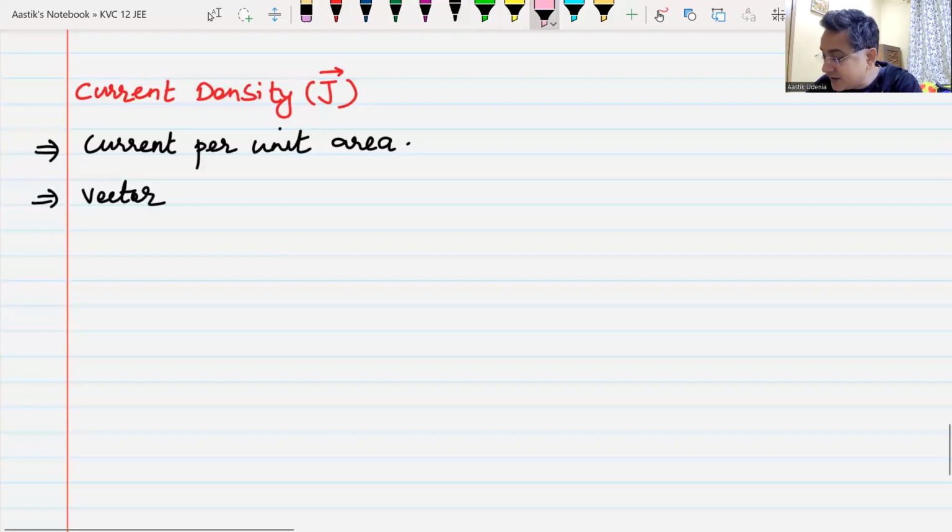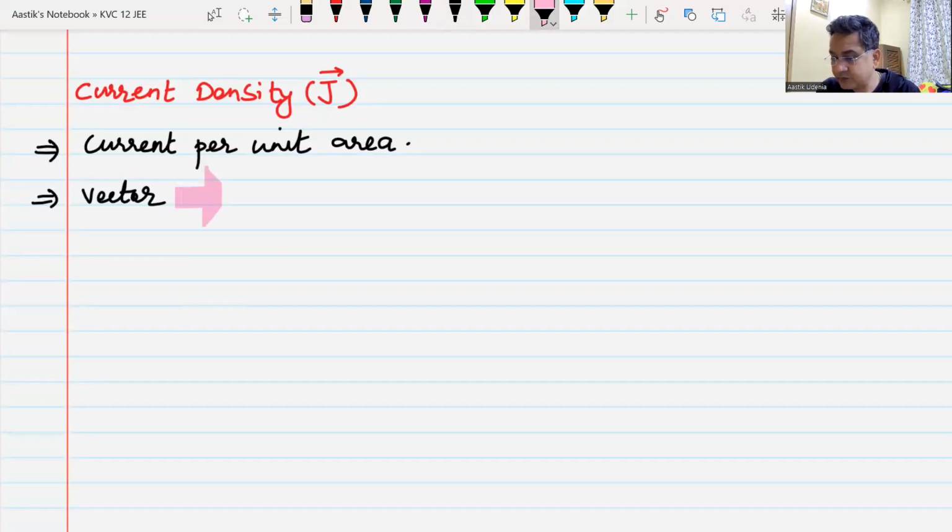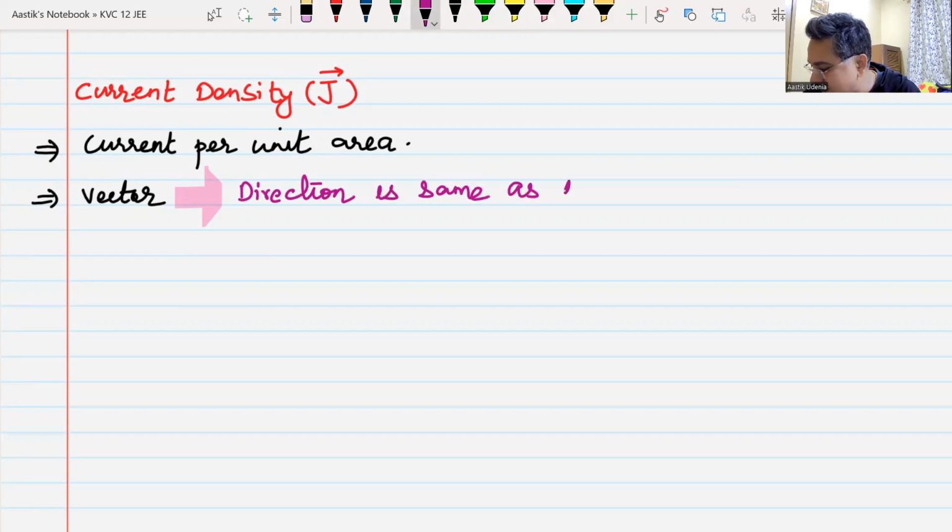And therefore it must have a direction. What is the direction of current density? Same as current, sir. Well done, sir. Its direction is same as current. Though current is not a vector quantity, current is a scalar quantity, but current density is a vector quantity. This is current per unit area and its direction is same as the direction of current.